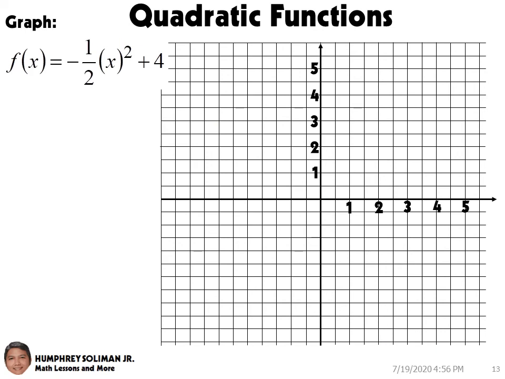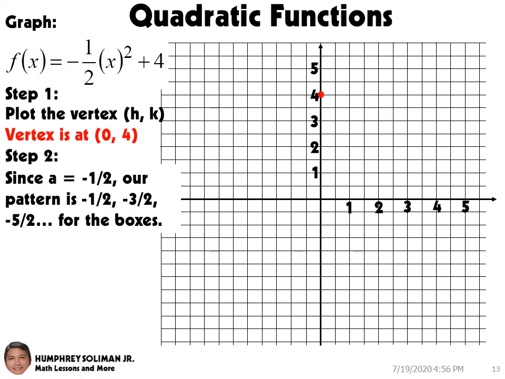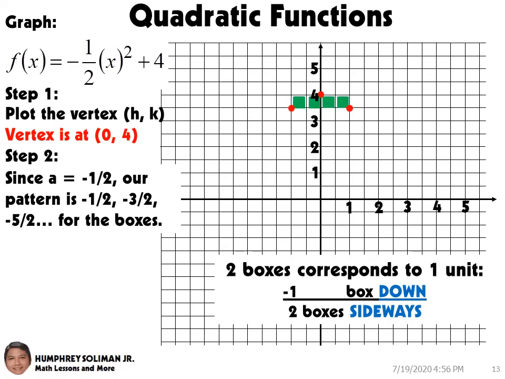Okay, for our next example, we have f of x is equal to negative 1 over 2 times x squared plus 4. Step number 1, we plot the vertex h, k. Our vertex here is at 0, 4. Step number 2, we have a is equal to negative 1 over 2. Our pattern will be negative 1 over 2, negative 3 over 2, and negative 5 over 2 for the number of boxes. Our scale here now will be 2 boxes correspond to 1 unit.